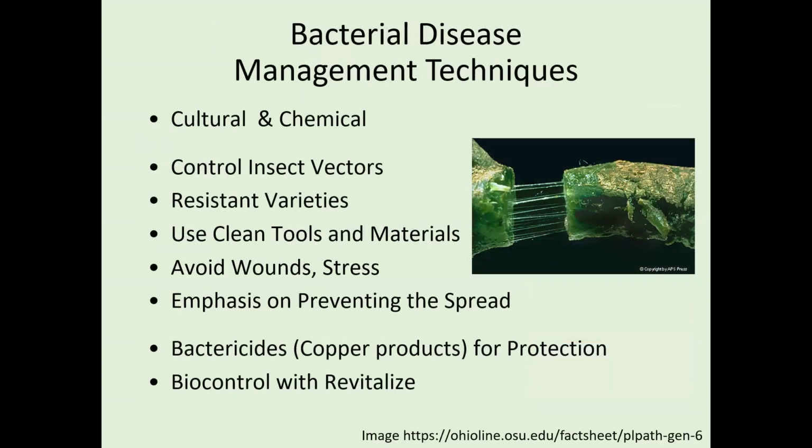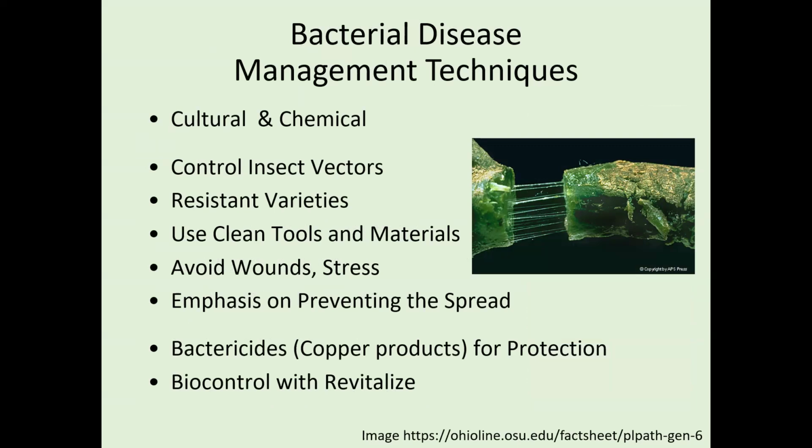Bacterial diseases, again, cultural and chemical. Now, bacterial diseases are frequently spread by insects. So if you know what insect, like leafhoppers and aphids are usually the biggest culprits, you may have to do some insect control to bring bacterial diseases under control in your garden.